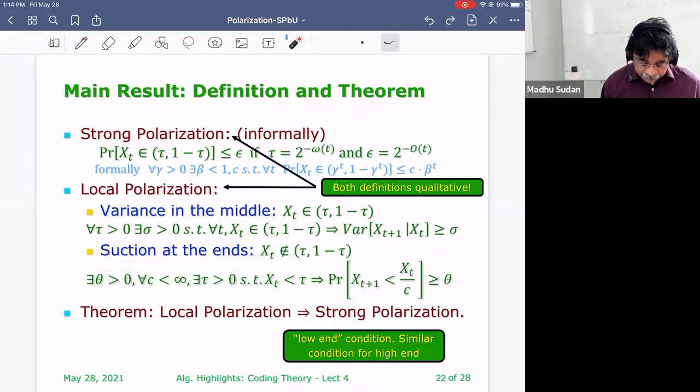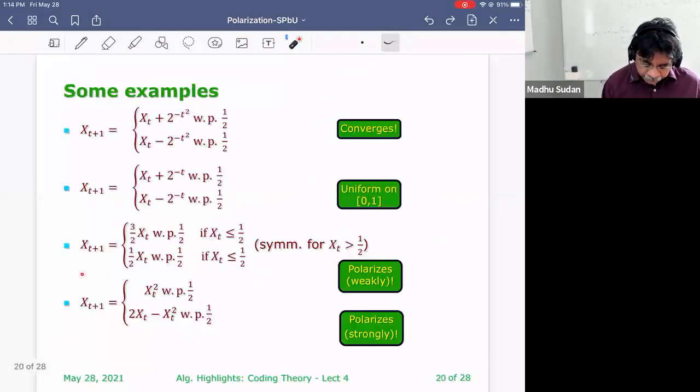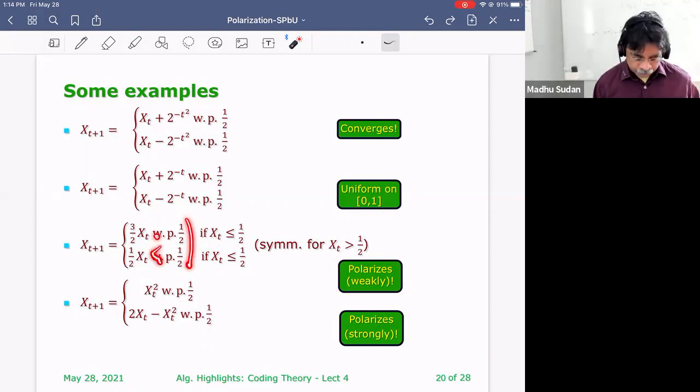Suction at the ends. The other thing that happens, consider the following martingale. When you are close to 0, you either become 3/2 of your original value or 1/2 of your original value, each with probability 1/2. There'll be something symmetric when the xt's are large, but ignore that for now. Okay. This is a martingale. It is going to polarize. Eventually, it will go to 0 or 1. But what is the probability that this martingale will be less than 10 to the minus t in t steps?